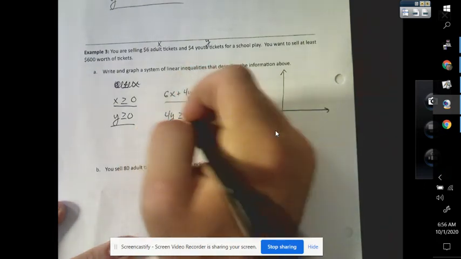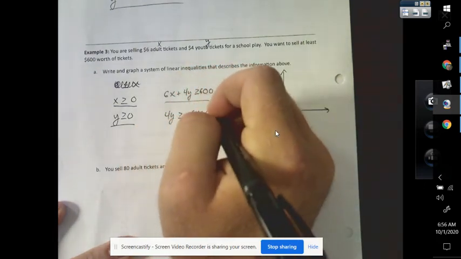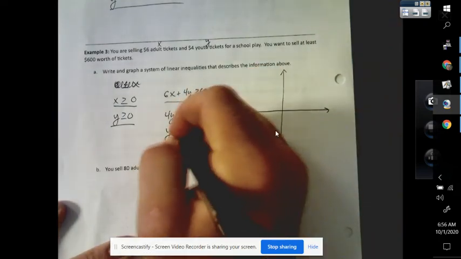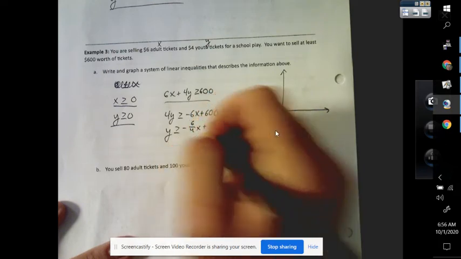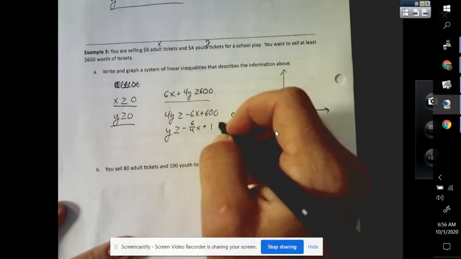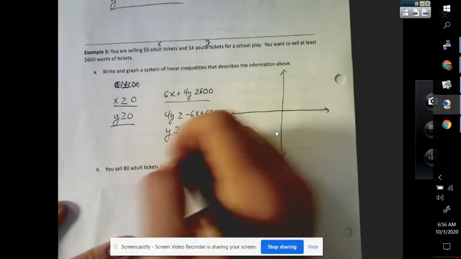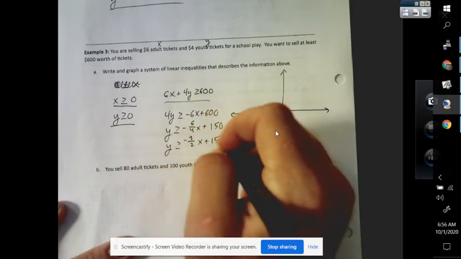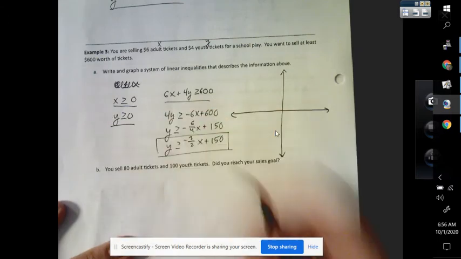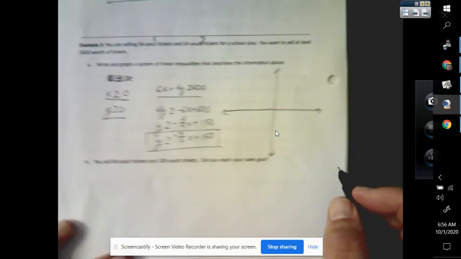If I can get y by itself, okay, I can divide everything through by 4. Okay, that'll go 1 or 50. Okay, that can reduce down to 3/2. Okay, so there's my graph.